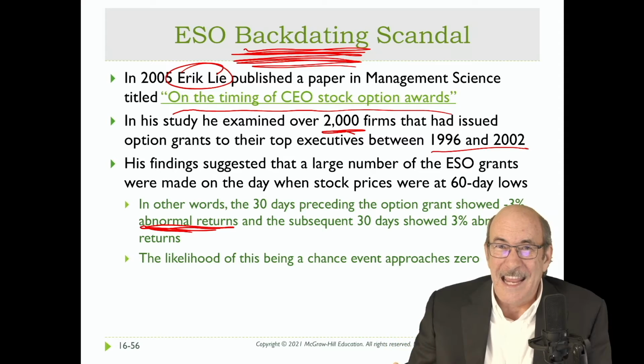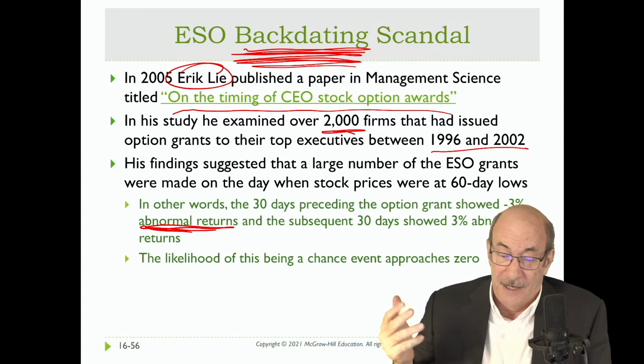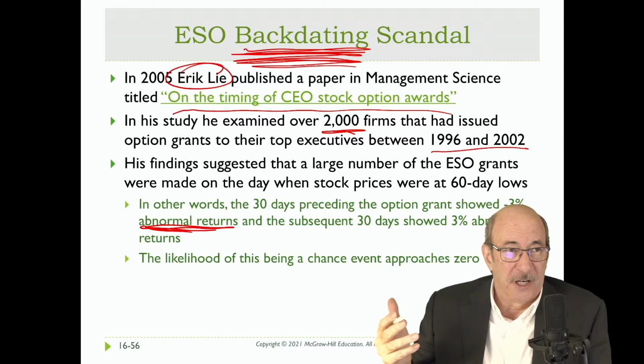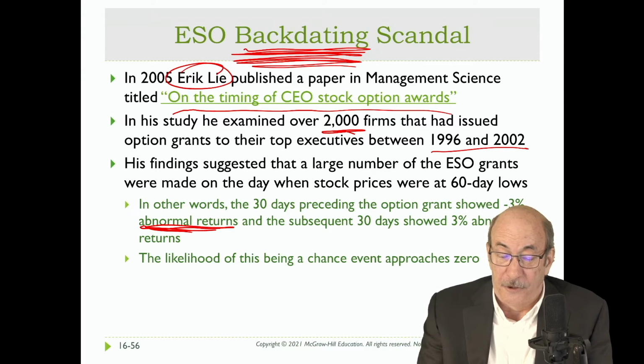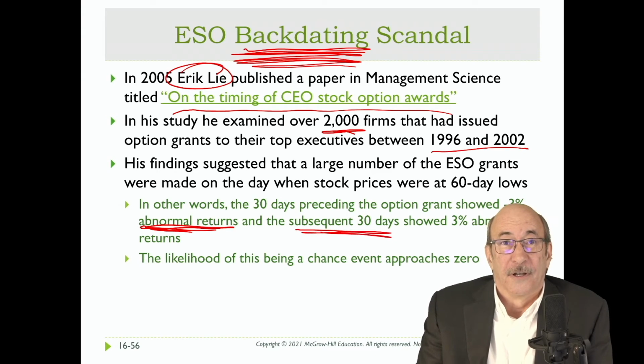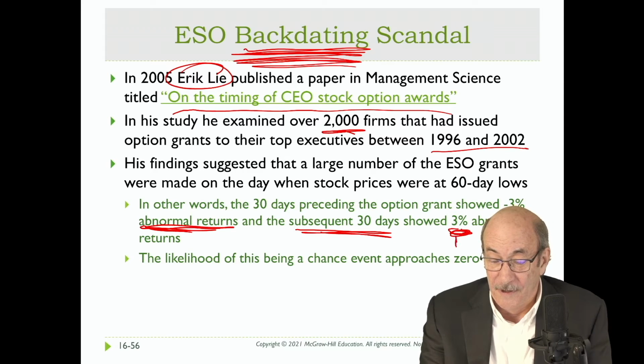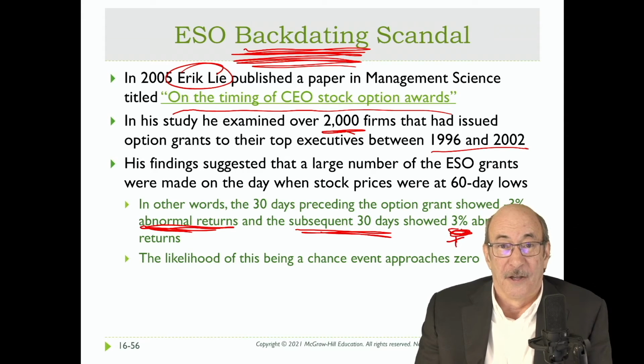But he found a negative 3% over 1 month, right? Actually, I believe it was 30 trading days, so that's 1.5 months in calendar time. And then he looked 30 days after the grants, and he found a 3% positive abnormal return on those days.